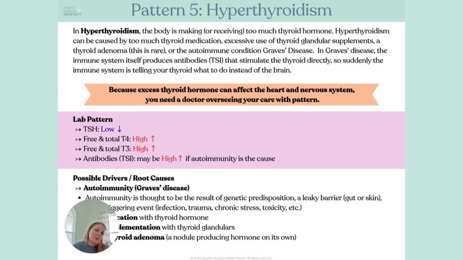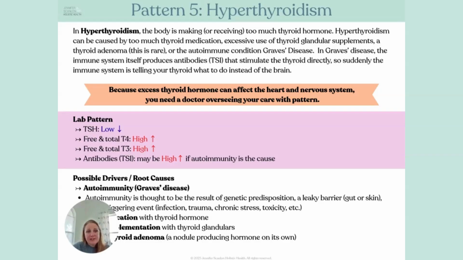And then there is also an autoimmune condition called Graves' disease. In Graves, the immune system itself produces antibodies, TSI, that stimulate the thyroid directly. So suddenly your immune system is telling your thyroid what to do instead of your brain. So a warning, if you have hyperthyroidism, you need to be having a doctor oversee your care because excess thyroid hormones can affect your heart and your nervous system. So if you see this pattern, make sure your doctor is aware and is doing something for you about it.